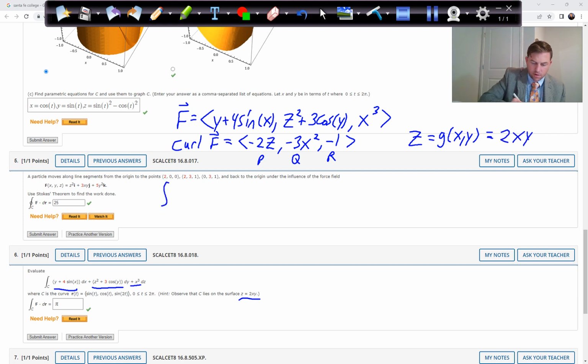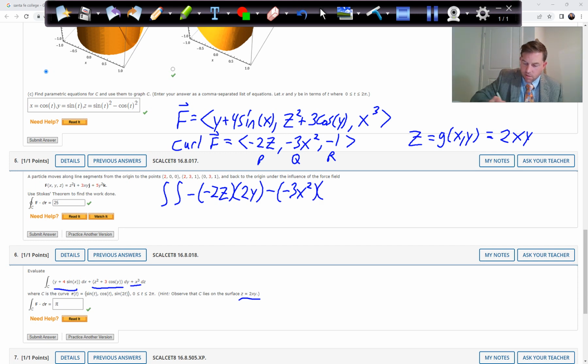So we perform our double integral. We have minus P, so it's minus 2z times dg dx. Partial g with respect to x would be 2y, minus q, but q is minus 3x squared, times dg dy, which would be 2x, plus r, which is negative 1. And all that's on dA.